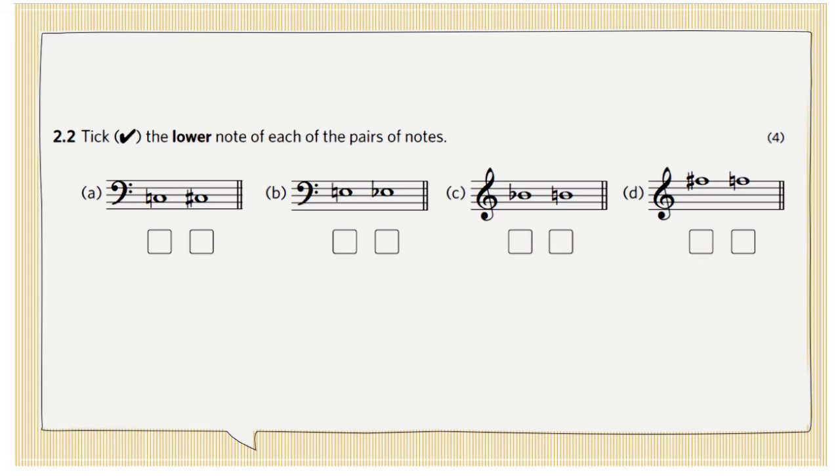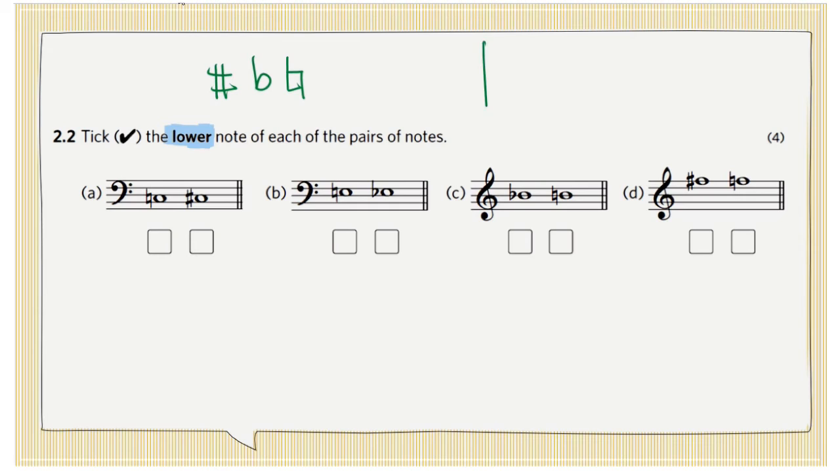Next, question 2.2. The lower note of each of these pairs of notes. This question is either you take the lower or you take the higher. In this question at the moment, we have to focus on the lower note. And you have to know what is the topic tested for this question. Yes, it's testing you on your accidentals. Basically accidentals are your sharps, flats or your natural. They are placed beside your notes.